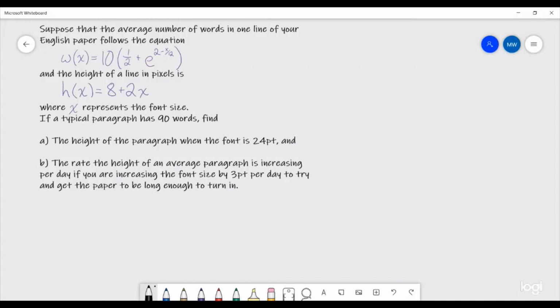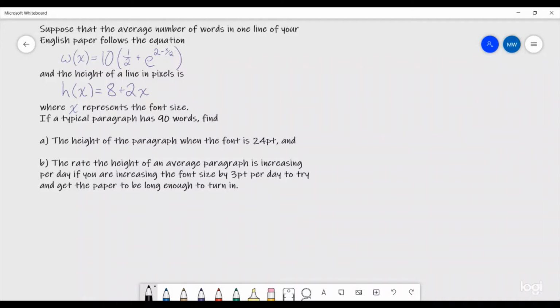So we know that our average paragraph in our paper has 90 words, and let's find two things. First, A, the height of the paragraph when the font is 24 point, and B, the rate that the height of an average paragraph is increasing per day if we are increasing the font size by 3 points per day to try and get the paper long enough to turn in, because it's much easier to just increase the font size than to actually write more words. So let's go through and figure out these two different things.